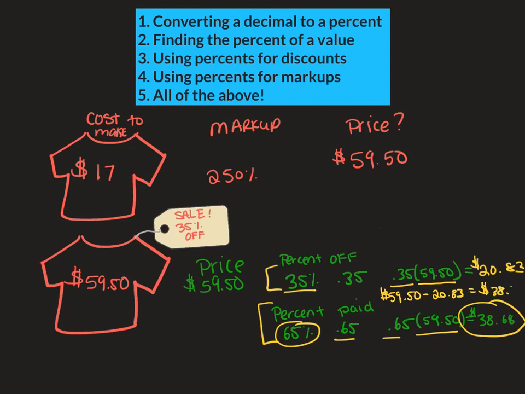When I subtract $20.83 from $59.50, I find that the final purchase price after my discount is going to be $38.67. This is nearly identical to the answer I found when I did 65% of the total. I'm off by 1 penny due to rounding error because we had that 0.5 at the end of each of these. So we're approximately yielding the same result here. We're going to pay about $38.68 for this shirt after discount.